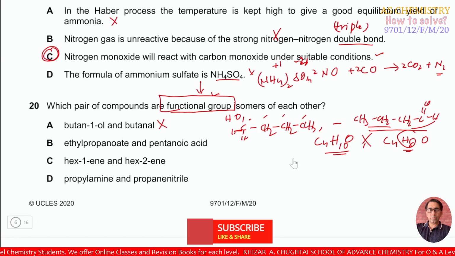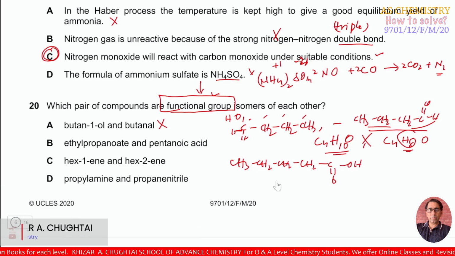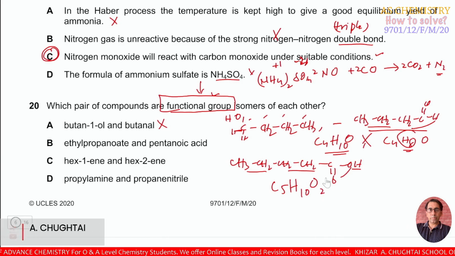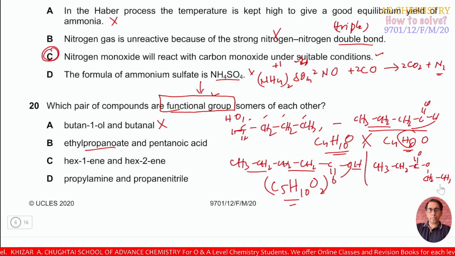Ethyl propanoate and pentanoic acid. Pentanoic acid means CH3, CH2, CH2, CH2, C double bond O, H. This is pentanoic acid, and it has 5 carbon atoms, 10 hydrogens and 2 oxygens. The next option is ethyl propanoate: CH3, CH2, C double bond O, O, CH2, CH3. Ethyl propanoate has 5 carbons, 10 hydrogens and 2 oxygens.